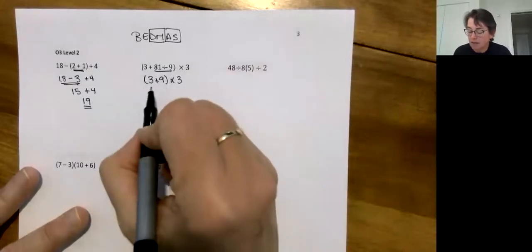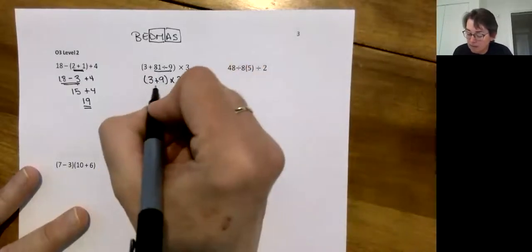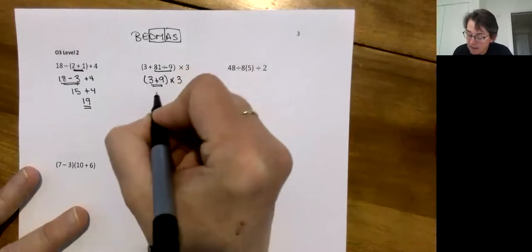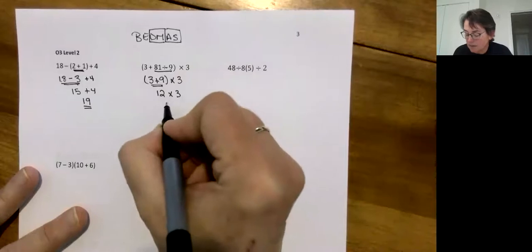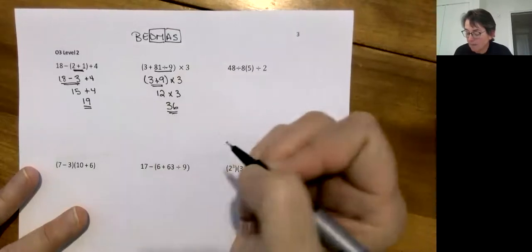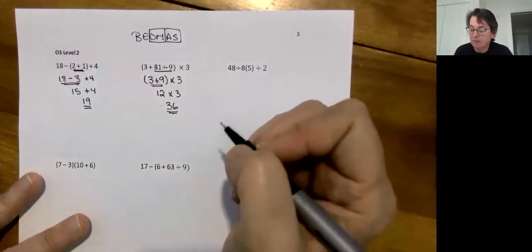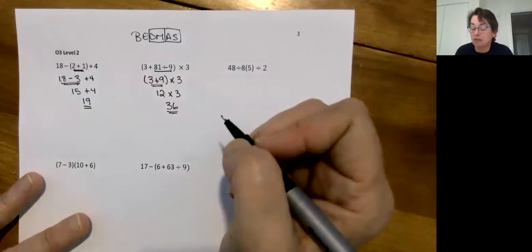We start at the beginning again. We do have some brackets, so I'm going to do this. 3 and 9 is 12 times 3, and 12 times 3 is 36. So step, step, baby step. Take your time.